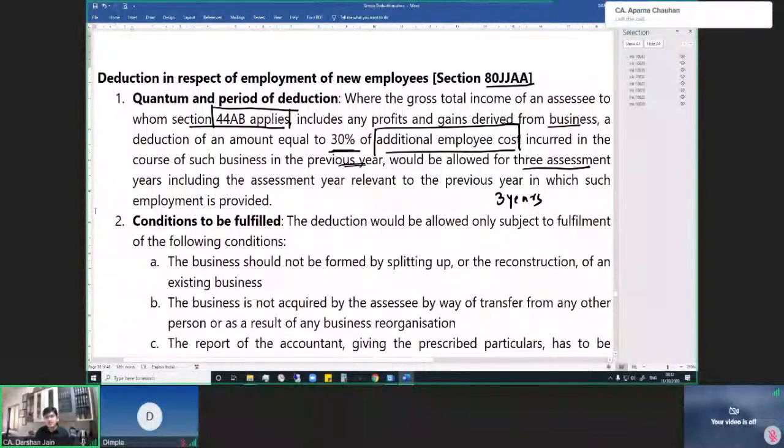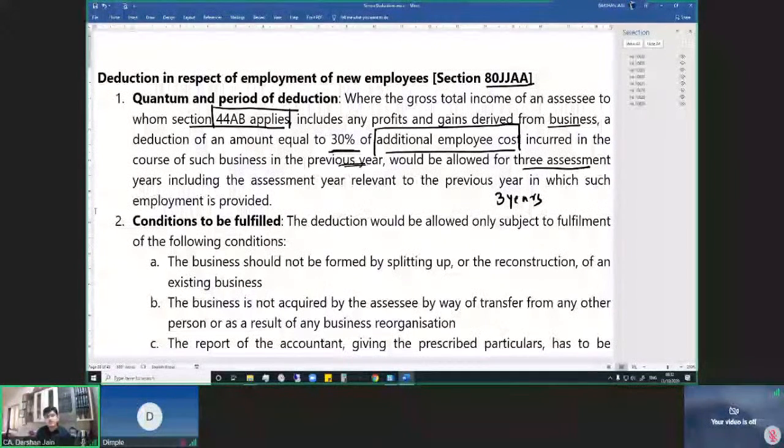This is basically promoting employers to create new jobs. Once they create new jobs, they make an outlay towards salary. Whatever emoluments they pay to the employees, 30% of such additional employee cost would be available as an additional deduction under section 80JJAA. There is no maximum capping on this deduction under section 80JJAA.